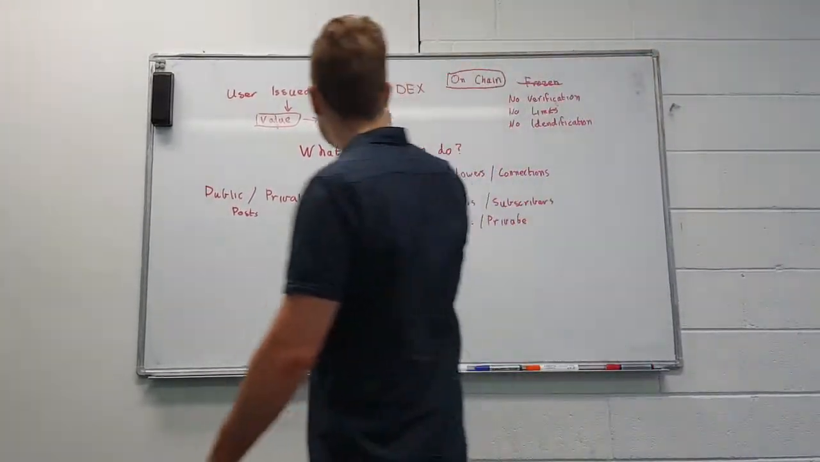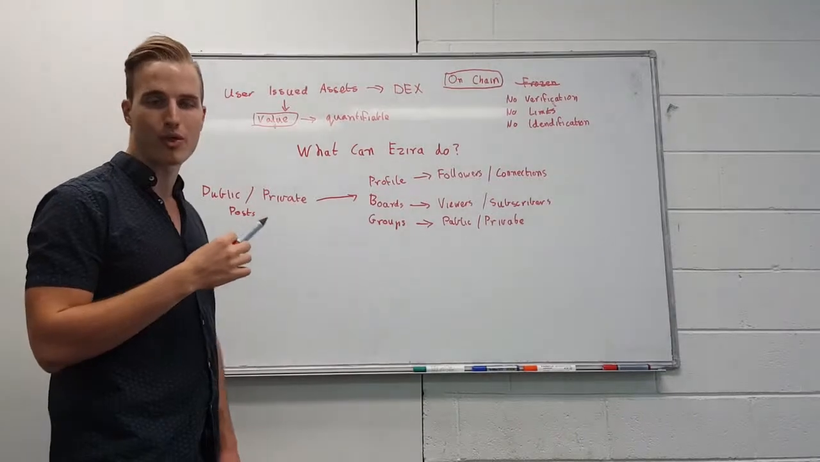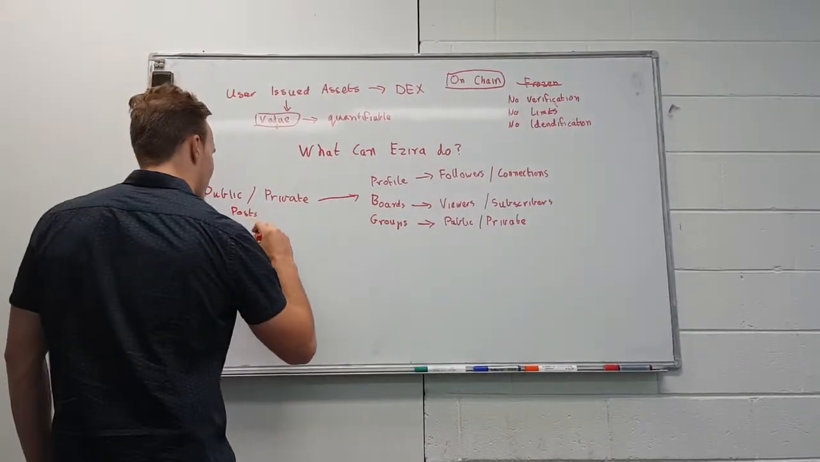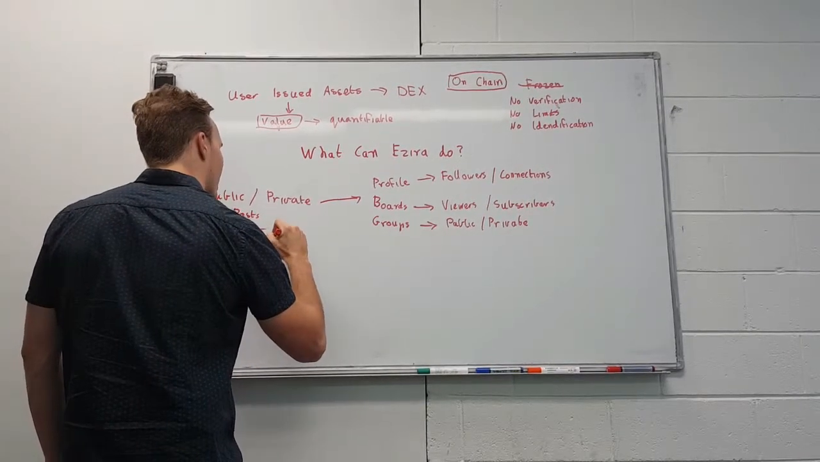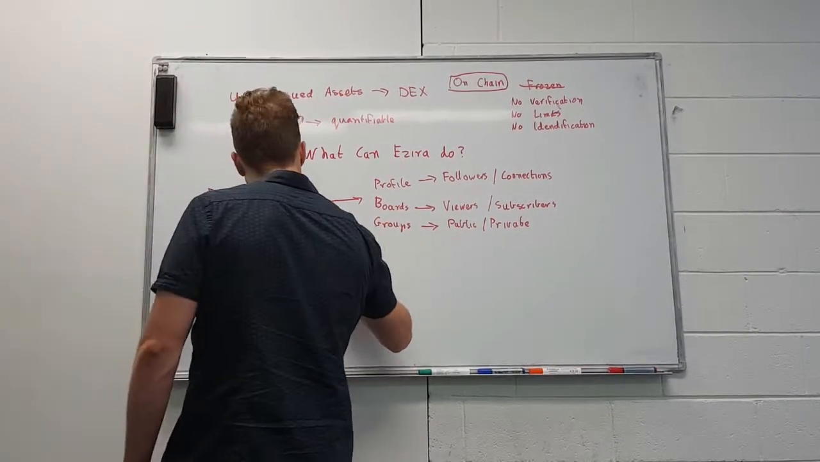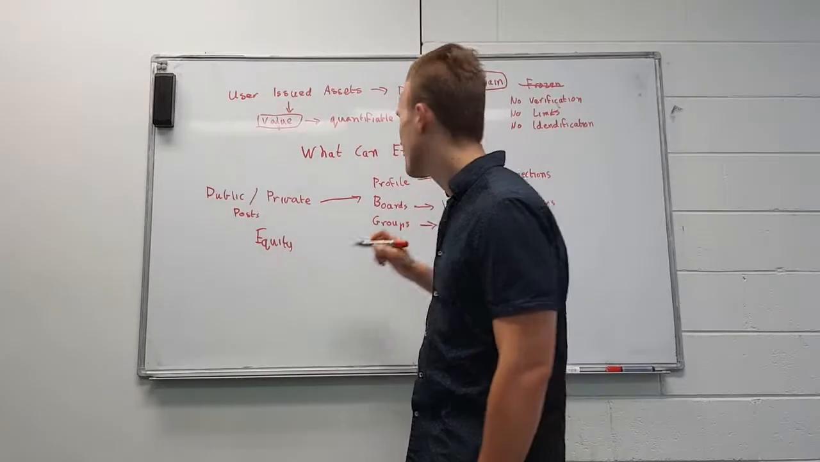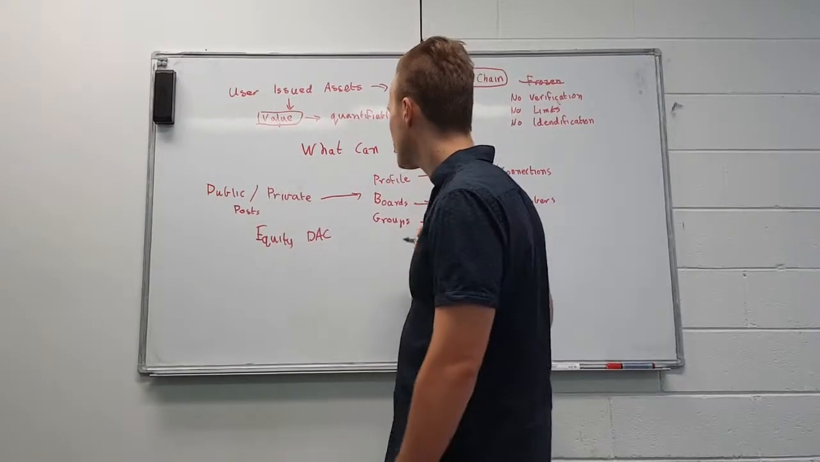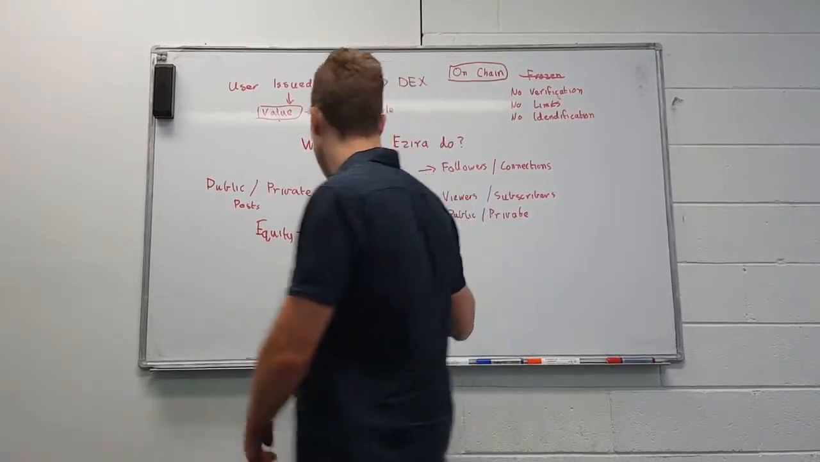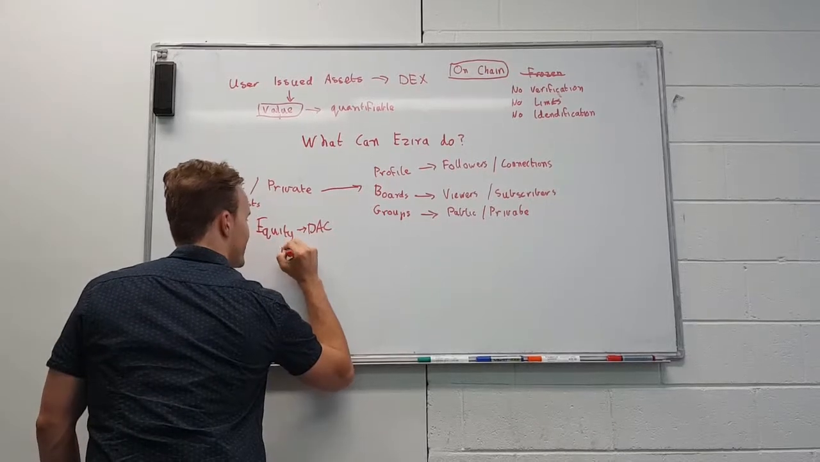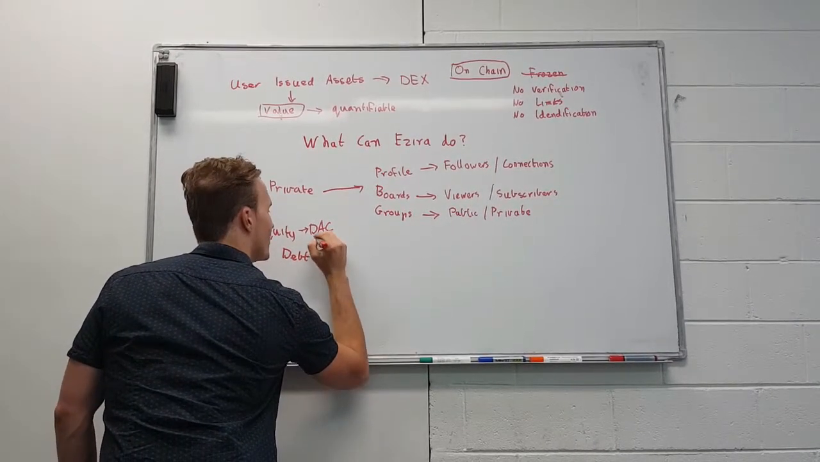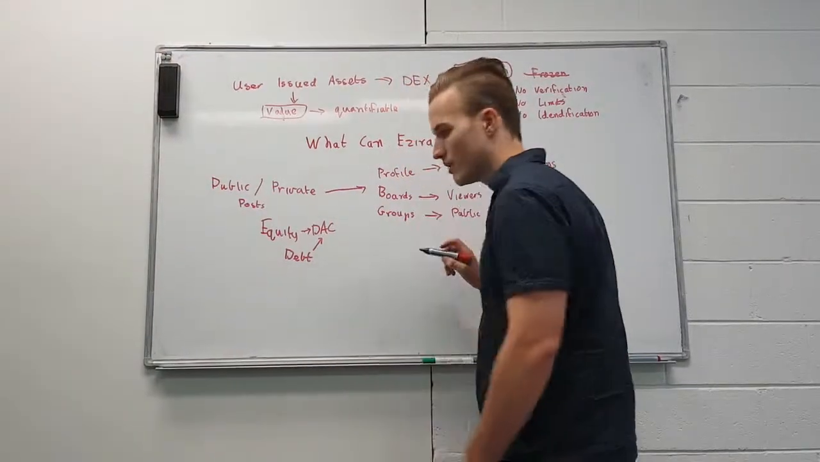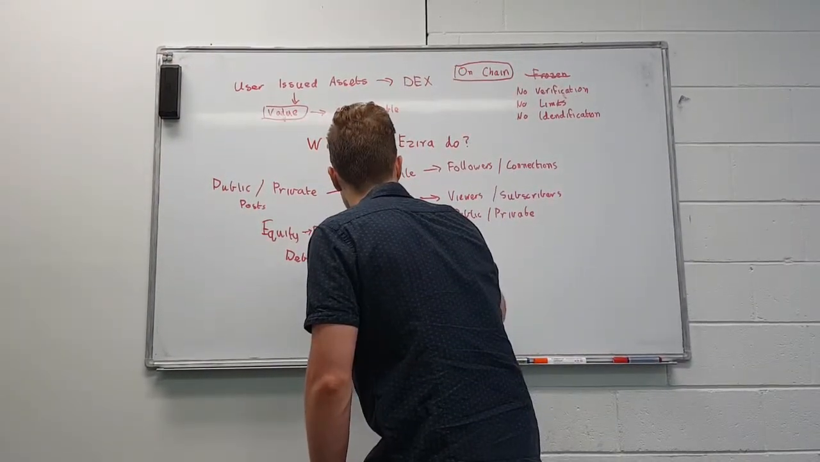What you can do is you can use these assets to represent a few important things when you make your own digital business. You can use them to represent equity in your decentralized digital business, or decentralized autonomous corporation for short. You can use them to represent credit or debt to your decentralized autonomous corporation. You can also use them to represent a subscription asset.